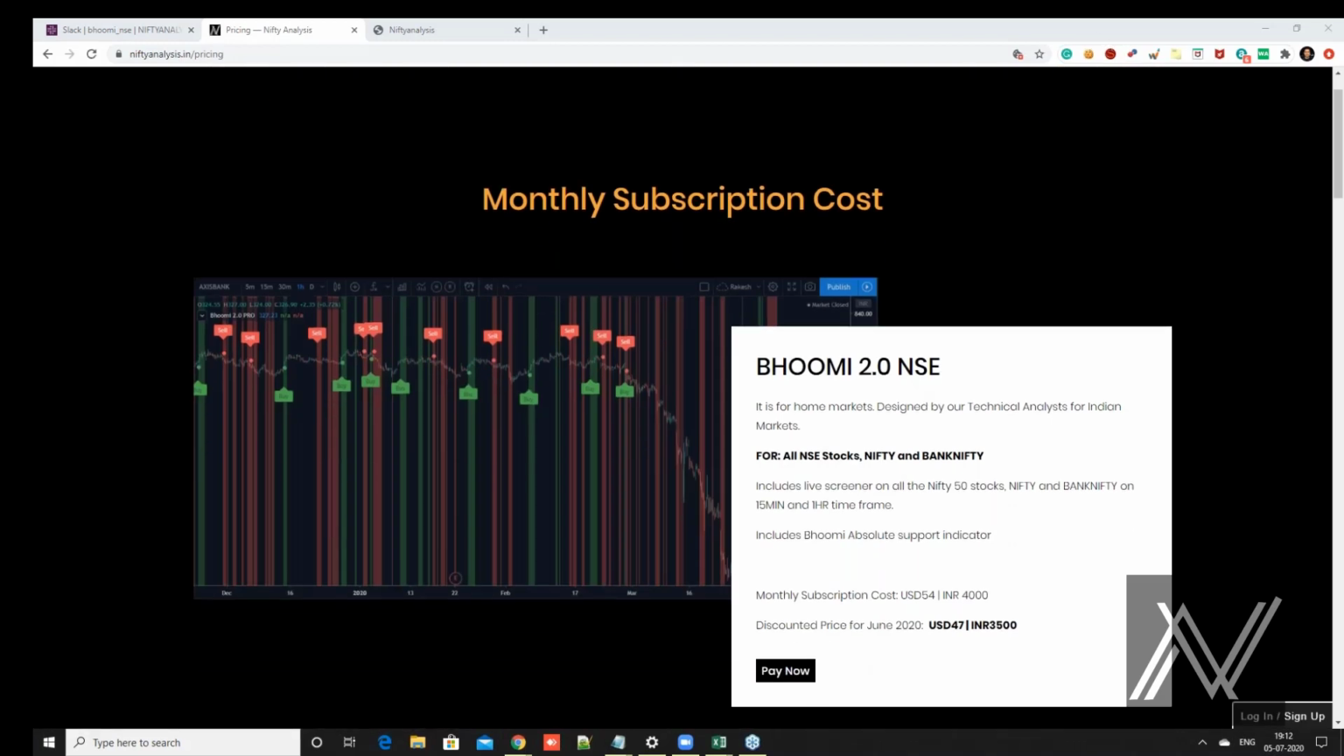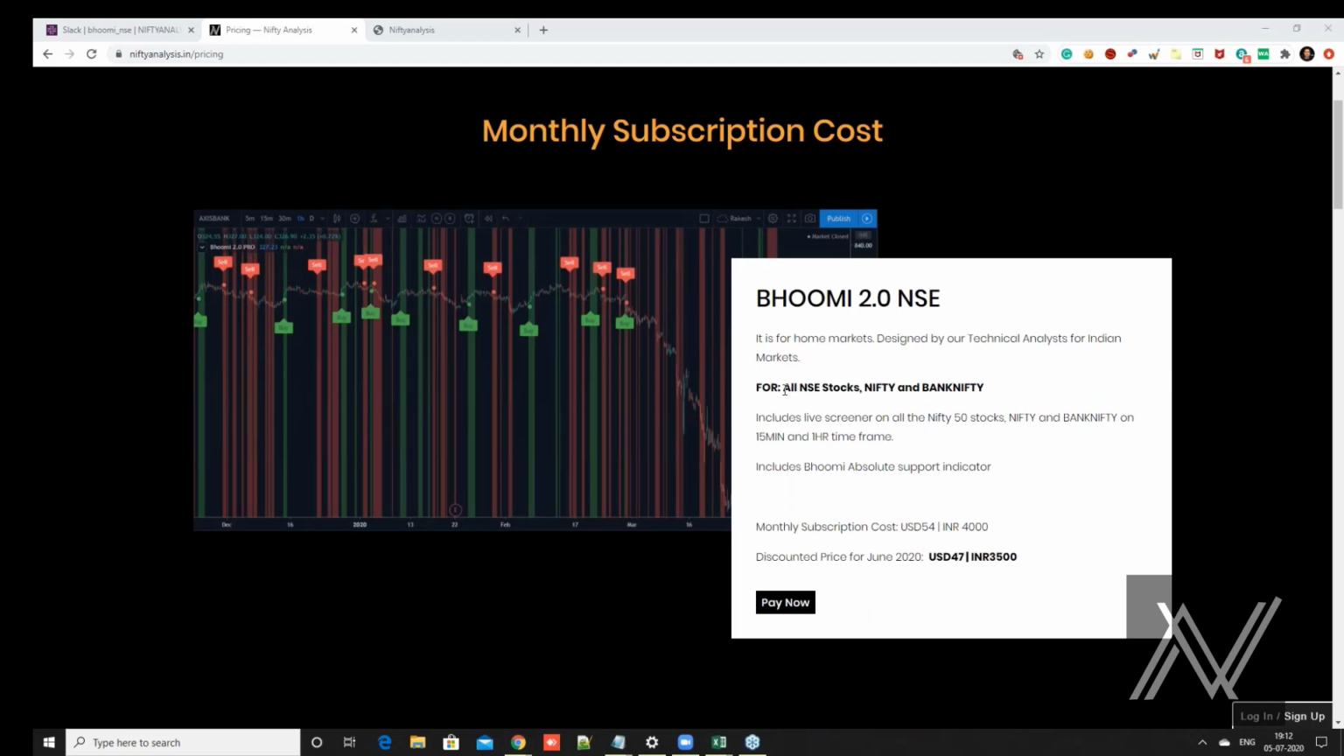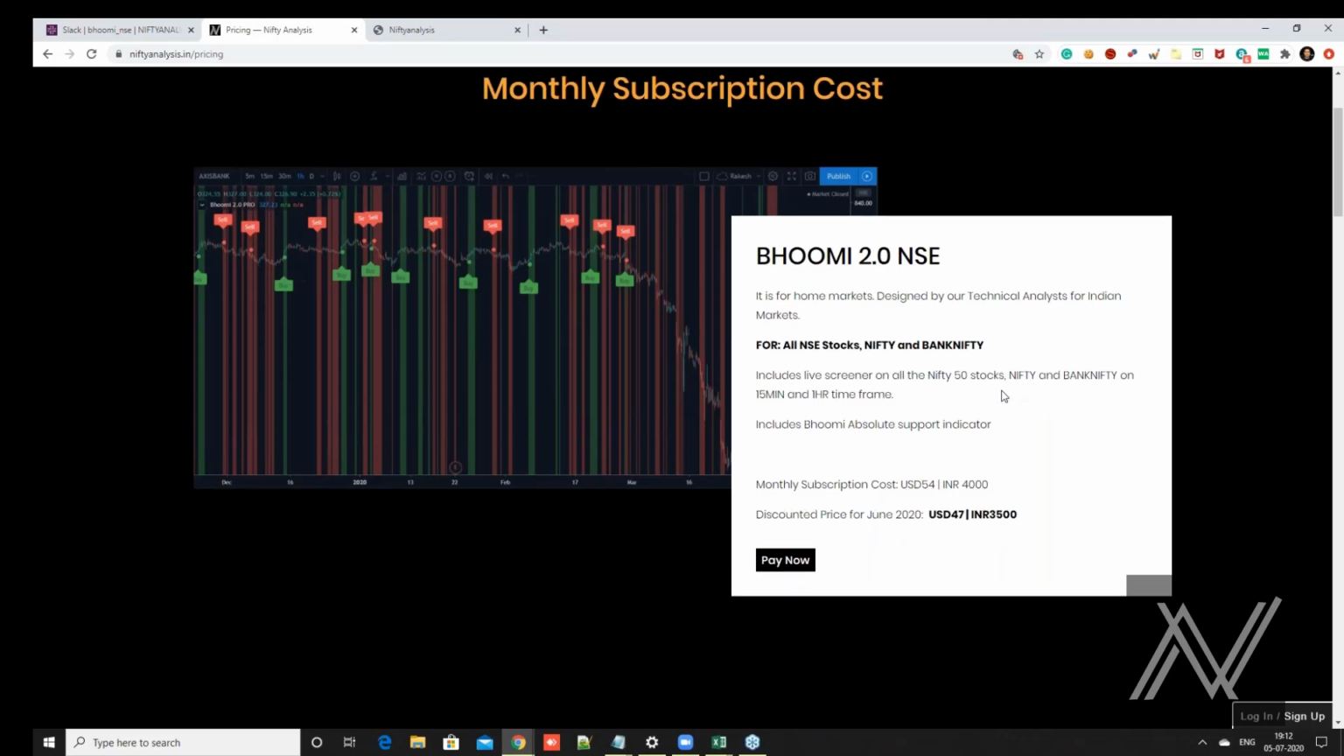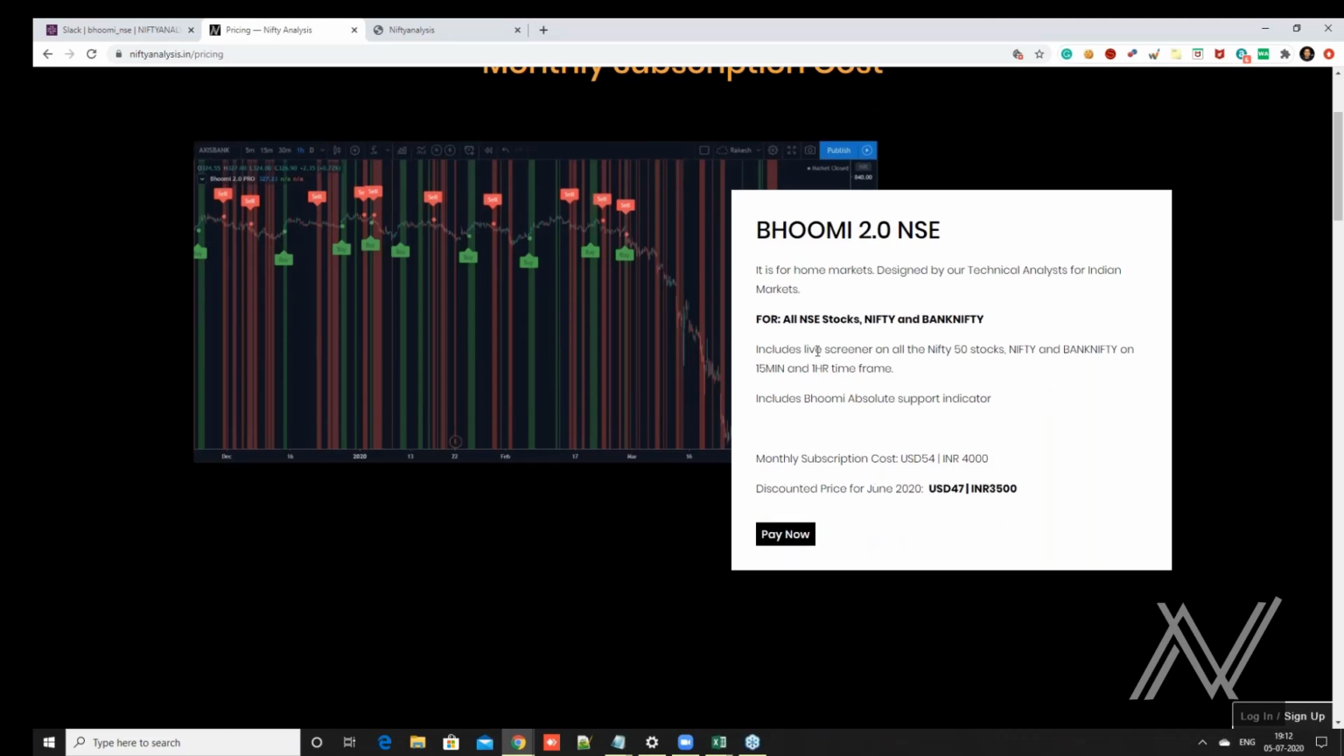All right, so in the pricing section, we have BHOOMI 2.0 NSE, which works on all stocks, Nifty and Bank Nifty. And I just helped you walk through the screener, which works on all Nifty 50 stocks, Nifty and Bank Nifty on 15-minute and 1 hour time frames. In addition to the BHOOMI 2.0 NSE indicator and the screener, what you get is BHOOMI Absolute, which is a support indicator, as we point out. In the support indicator, we give you the uptrend and downtrend stars, which show the trend change in the market.